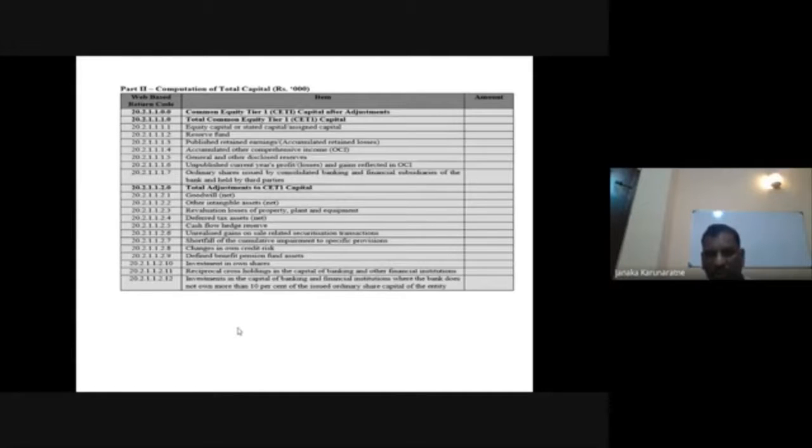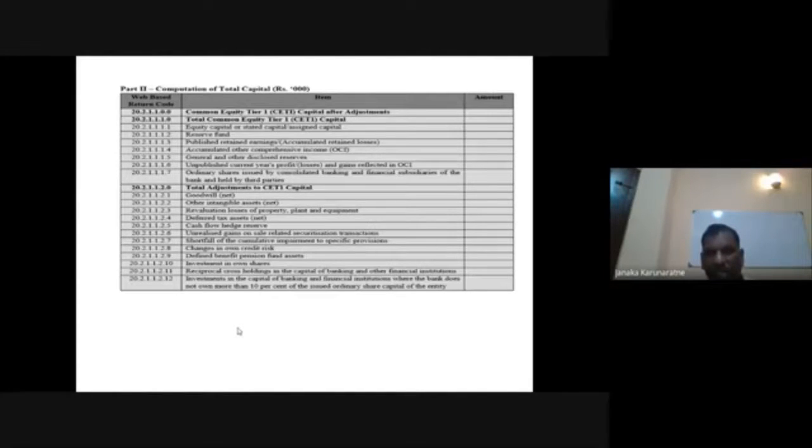which is 2.5% of common equity. The purpose is to ensure capital is conserved or retained in good times to be used in bad times. So with that, the minimum capital requirements are further enhanced to meet the risks under Basel III.